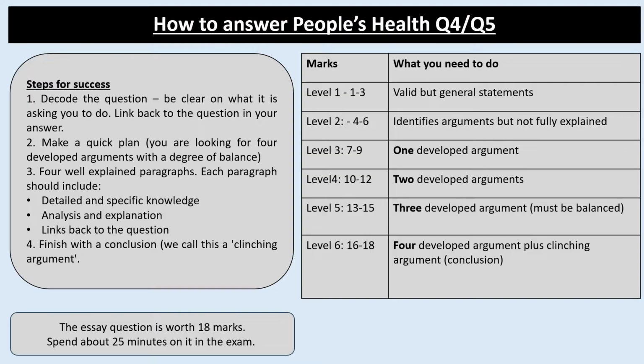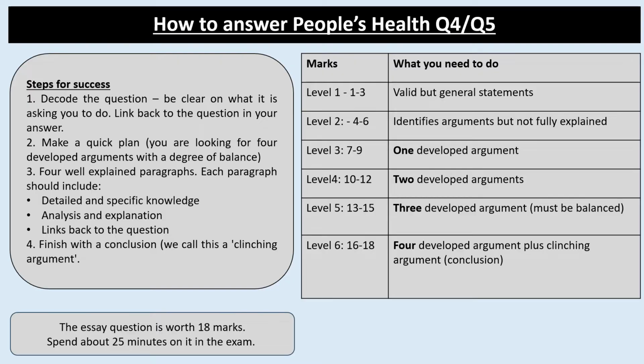Now, the essay question is worth 18 marks, so spend about 25 minutes on it in the exam. Okay, let's have a look at the levels. To get to the top, 16 to 18, you need 4 developed arguments plus a clinching argument. 13 to 15 is 3 developed arguments, but it must be balanced, so at least one must be agree and at least one must be disagree.